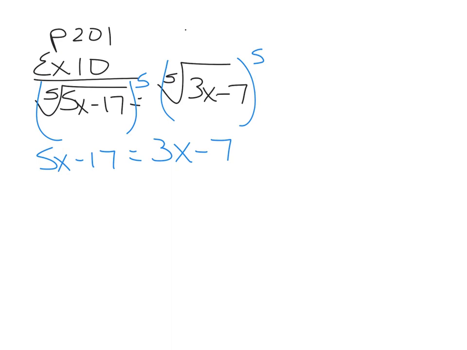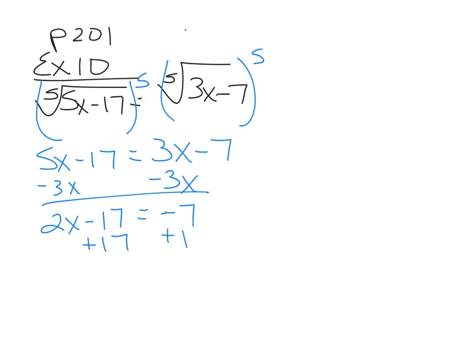We're going to solve this by putting the x's to the same side. So -3x, that gives us 2x minus 17 equals -7. We're going to add 17. So 2x equals 10, and then divide by 2. So x equals 5.